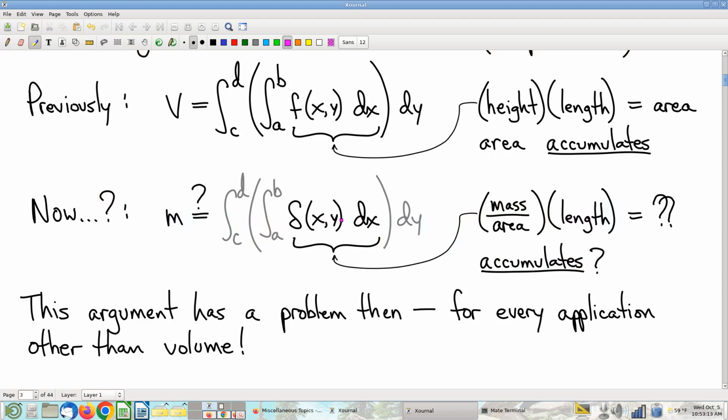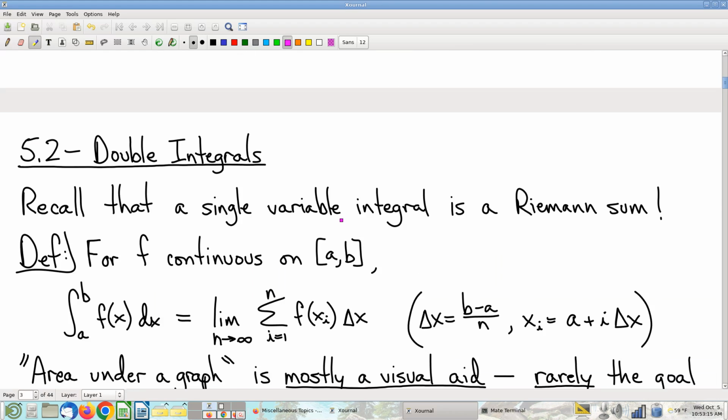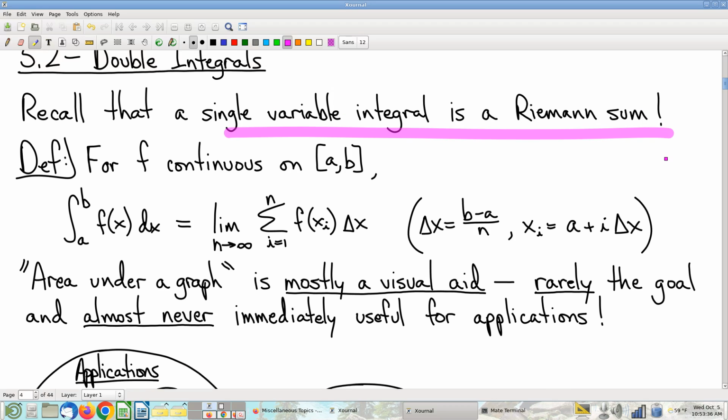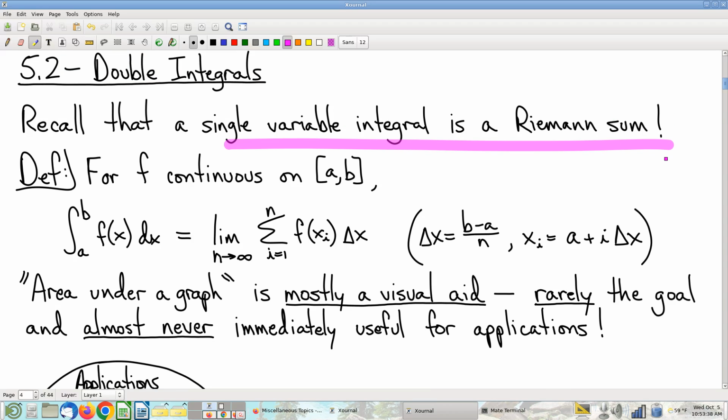Okay, and here it is. Something called a double integral. So this is not to be confused with an iterated integral. It's a different thing from an iterated integral. It is a natural sort of extension of the idea of a single variable Riemann sum. And I just want to real quick make sure that everybody knows what a single variable Riemann sum is.